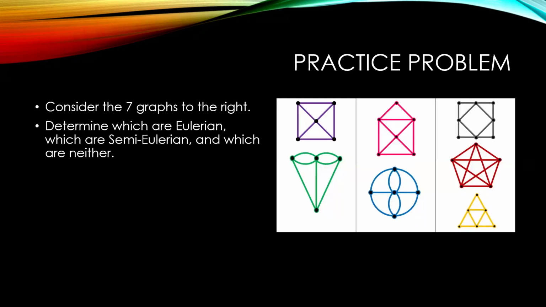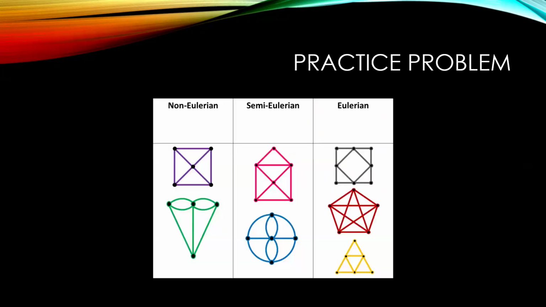So here's practice problems. Consider the 7 graphs to the right. Determine which are Eulerian, which are semi-Eulerian, and which are neither. If you'd like, pause the video and give it a shot. Here's our answers.